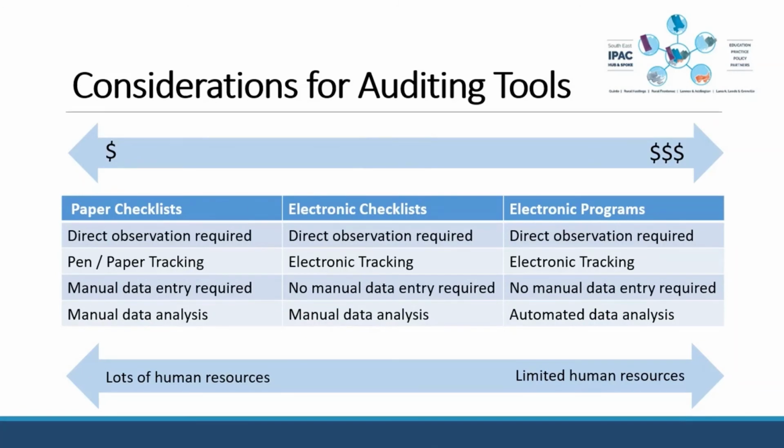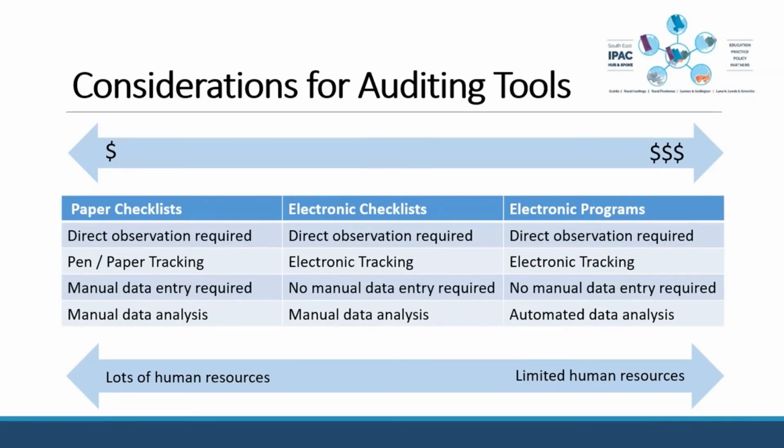In the middle, you've got a medium cost and some medium human resources needed, which are forms like those exported to an Excel spreadsheet with some manual data analysis involved. And then on the far right side of the slide, the most expensive but least amount of human resources needed are something like purchasing a software auditing tool, like for example, a hand hygiene software auditing tool that has automated data analysis that does it for you and produces beautiful graphs and things like that.